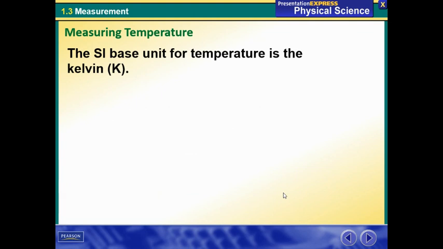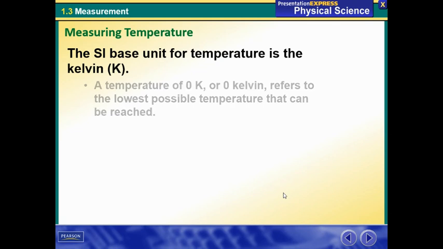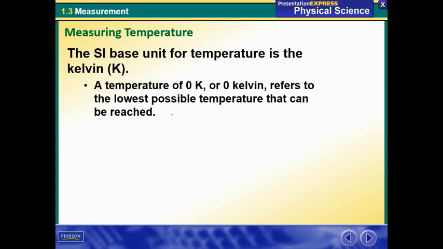Now, Celsius and Fahrenheit are not your only temperatures. Yesterday, we went through the 7 base units, and our base unit for temperature, we said, was Kelvin, which is illustrated by a capital K. Kelvin can be measured usually in positive numbers, and the lowest you can possibly go is 0 Kelvin. Again, 0 Kelvin refers to the lowest possible temperature that can be reached.